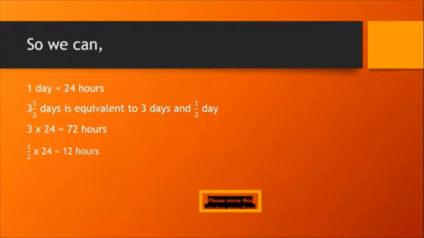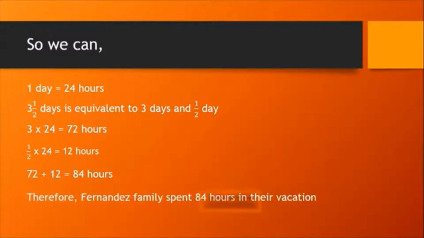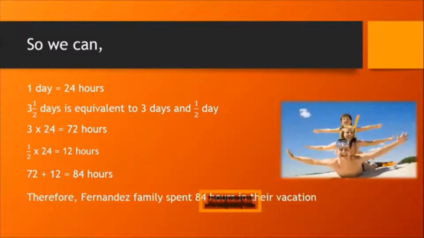And to find how many hours they spent in all, we're going to add 72 hours for 3 days and 12 hours for half day, so 72 plus 12. So the answer is 84 hours. Therefore, the Fernandez family spent 84 hours in their vacation.